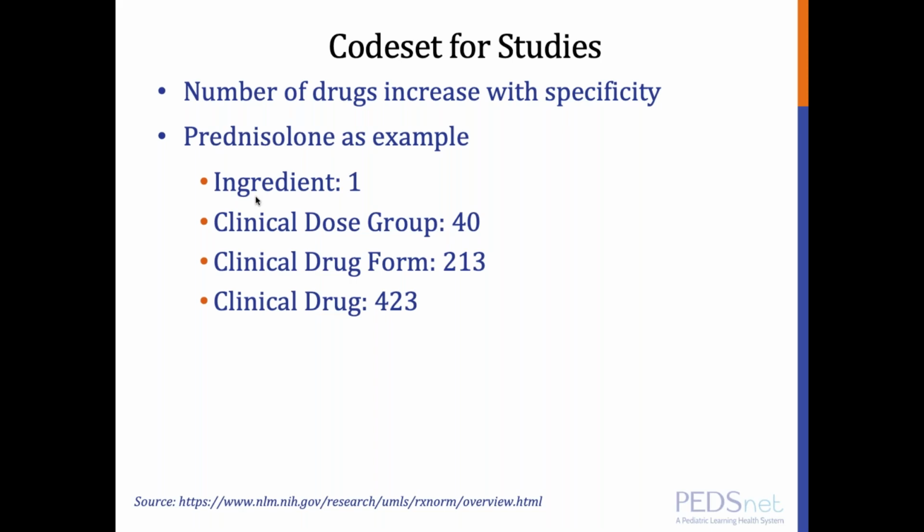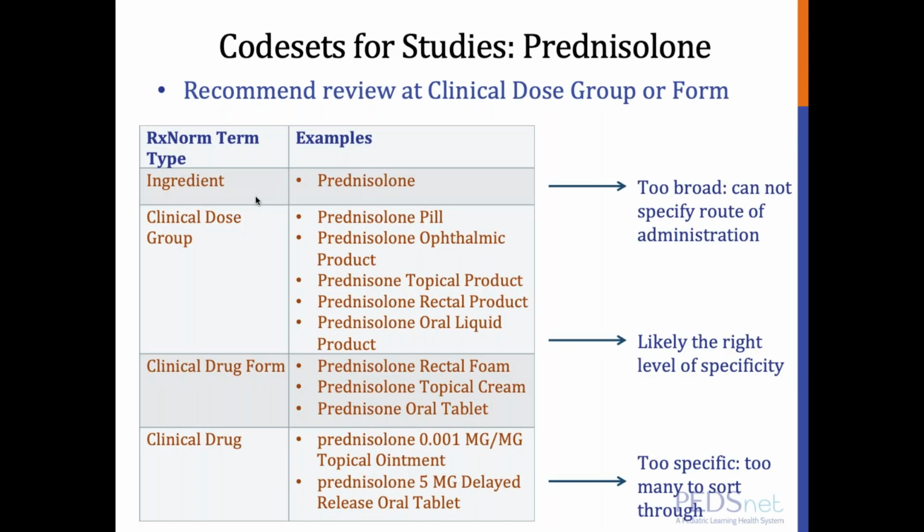So there are 40 different ways you can take prednisolone. Some of them are oral liquids or injected solutions. And at the bottom of the list, there are 423 different actual drugs that could come off a pharmacy shelf when a patient was taking prednisolone. So we're going to use the hierarchy in Concept Ancestor very often to build these code sets.